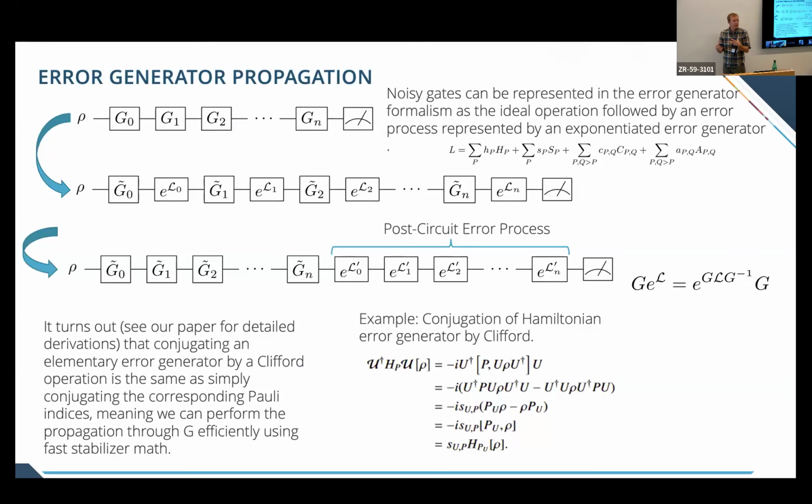And this method relies on what we call error generator propagation. We can represent process matrices as perfect process matrices followed by exponentiated Lindblad error generators. And those error generators are indexed by Paulis. They move through Clifford circuits very easily. You don't get more of them. So if you start out with a sparse noise model, you propagate it through to the end, you still have a Pauli sparse noise model.